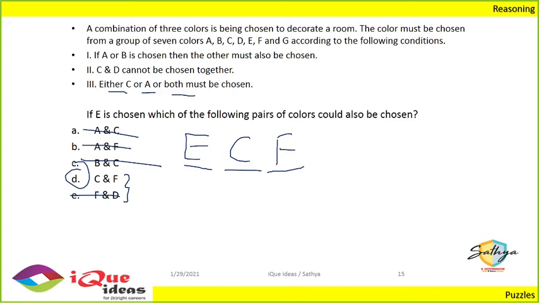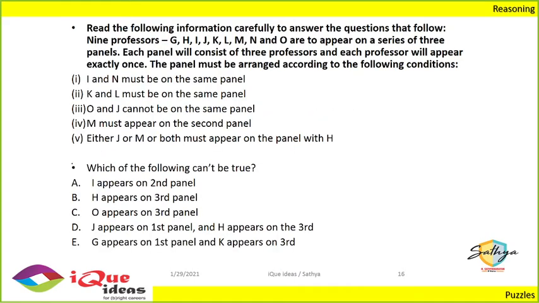Did everybody get this one? Okay. Moving on. Now, the same type of puzzle, but a bit more conditions. Last time we had only 3 conditions. Now 5 conditions to be kept in mind.